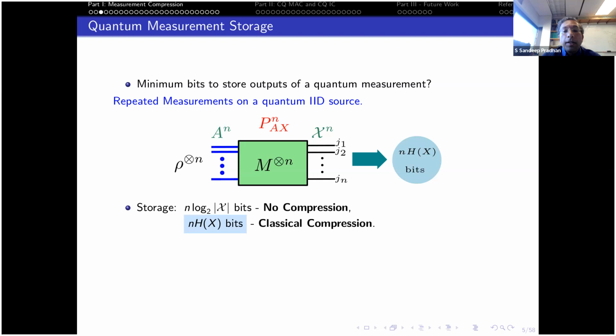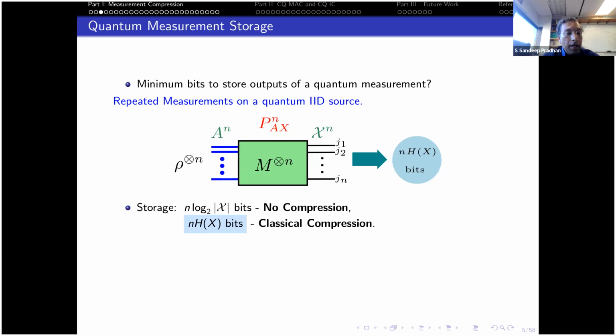Based on a basic information theoretic argument, if you don't do any compression, then the bits are going to be coming at a rate of n times log of the cardinality of x. And if you do classical compression on that, you get n times H(X) bits for compressing the output of the measurement acting on n samples of the quantum source. Right? Does that make sense?